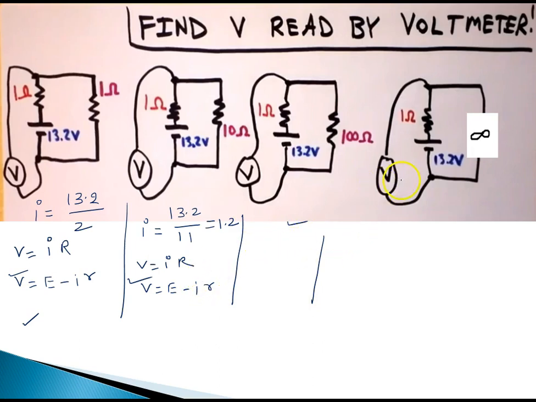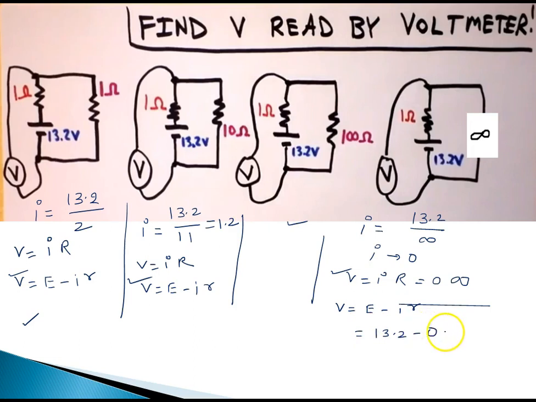But suppose you calculate in the fourth one, I calculate the value of the current. I will say net voltage in the circuit is 13.2, net resistance is infinite. So I will say I tends to 0. Now when you calculate according to the formula V equal to IR, this is 0 and R tends to infinite. Now you cannot recognize the solution. So better you use this formula, that is V equal to E minus Ir. Now in this situation, E is 13.2, I is 0, internal resistance is 1. What is your answer? 13.2. I hope it is clear to you.